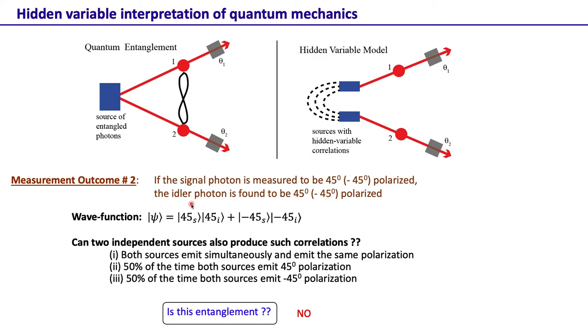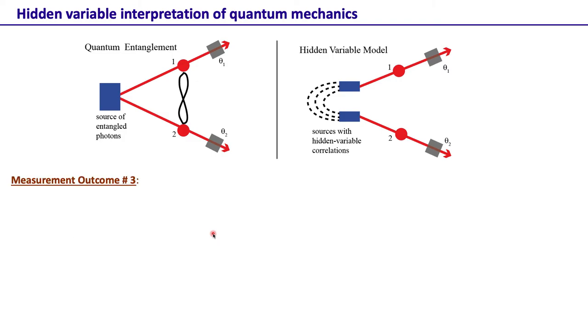We have seen that this measurement outcome just represents a correlation in one basis. Similarly, the first measurement outcome, which was in the horizontal-vertical basis, also represents correlation in only one basis. And we know from EPR arguments that only if the correlations are in both the bases do we call it entanglement. Okay, so now let's look at the third measurement outcome.